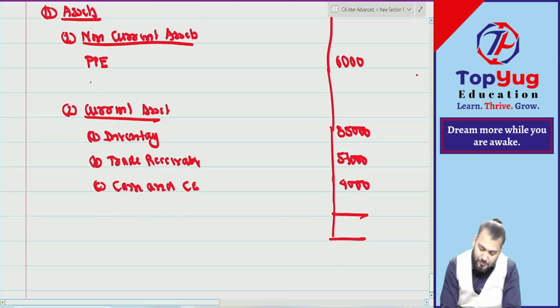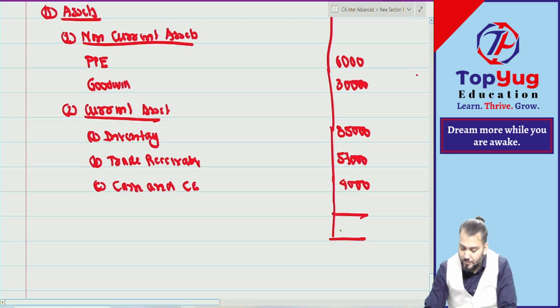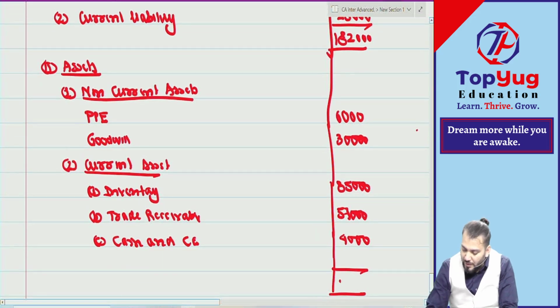Goodwill should be there, right? Write down goodwill or intangible asset. How much? 30,000. Now it will tally. How much? 1,82,000.